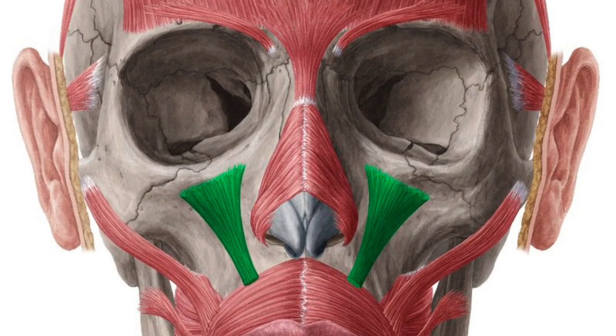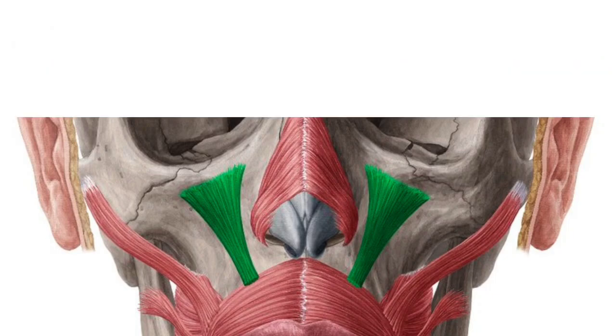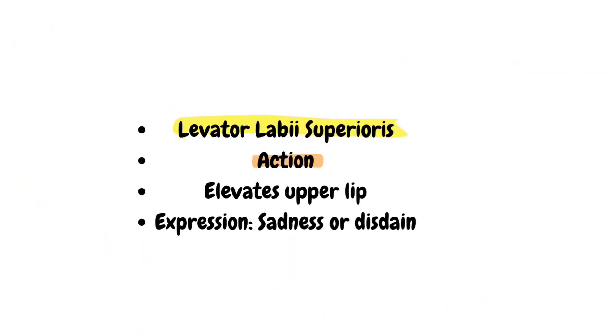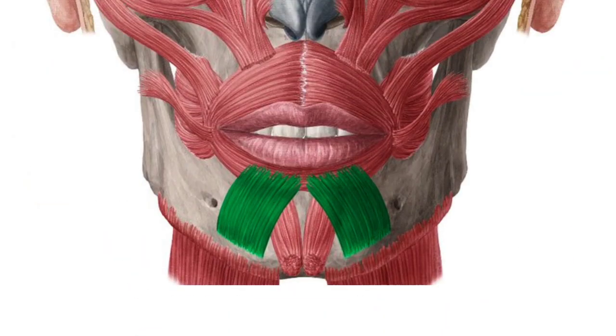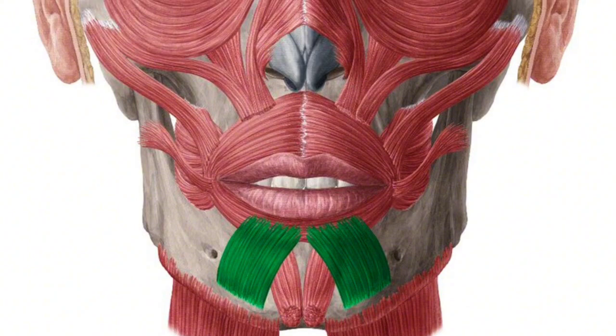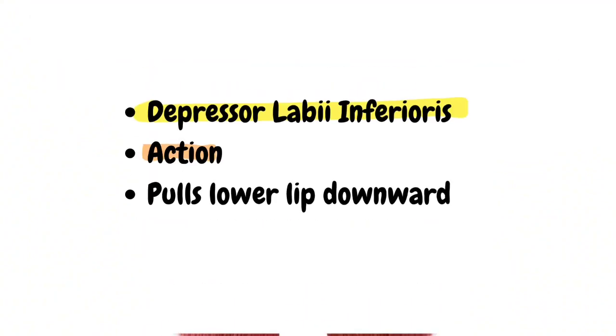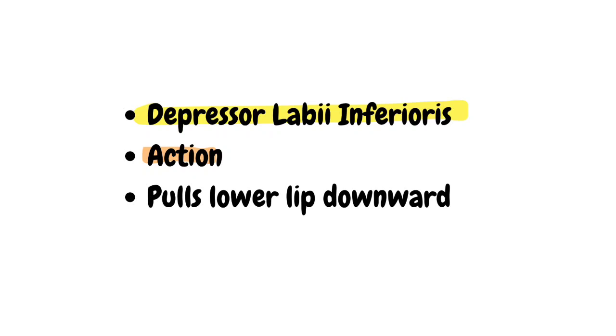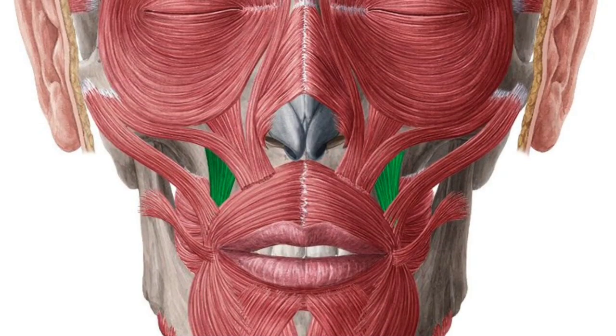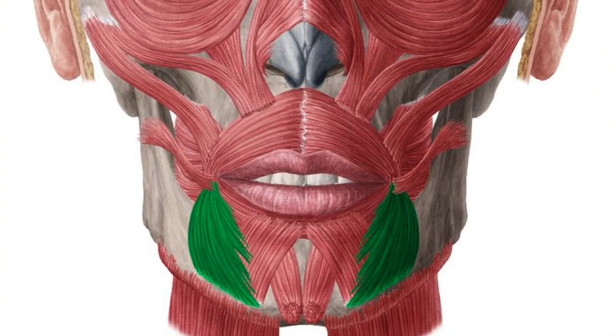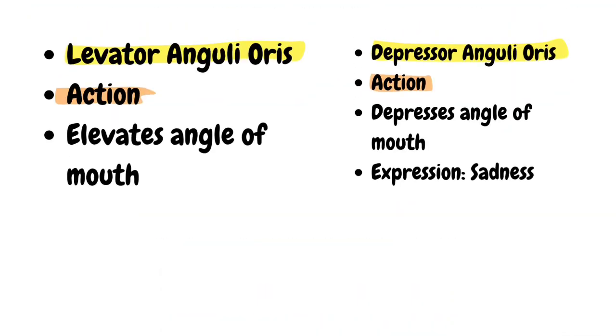Okay, this muscle is called levator labii superioris. Its action is to elevate your upper lip, and the expression is sadness and disdain. And this one is depressor labii inferioris. As the name indicates, it pulls your lip downward. This is called levator anguli oris, and the second one is called depressor anguli oris. As the name indicates their function, the first one elevates the angle of the mouth, and the second one depresses the angle of the mouth, and the expression is sadness.